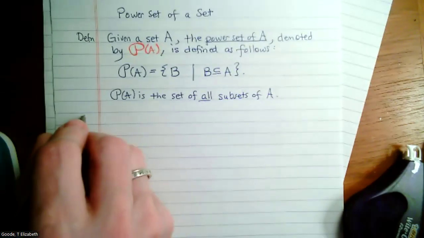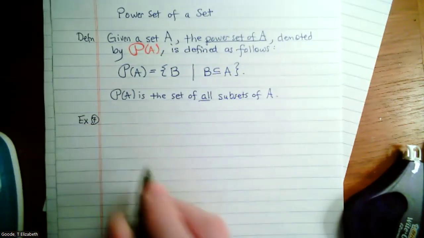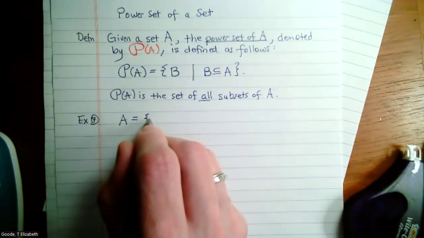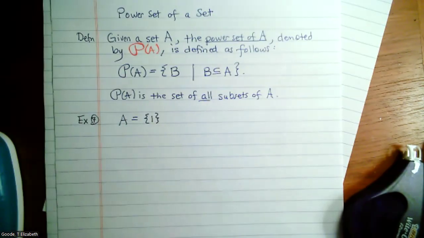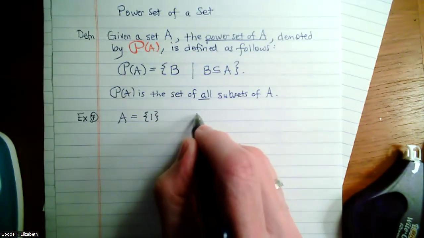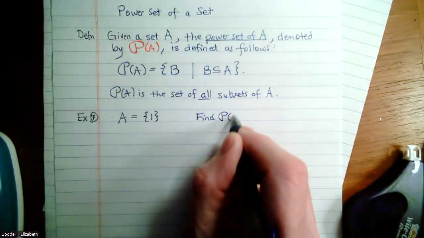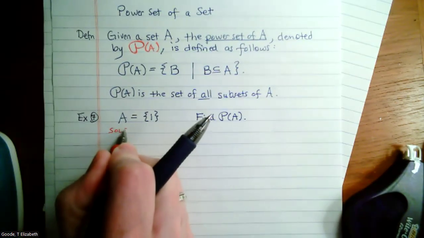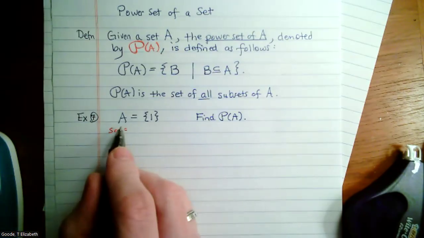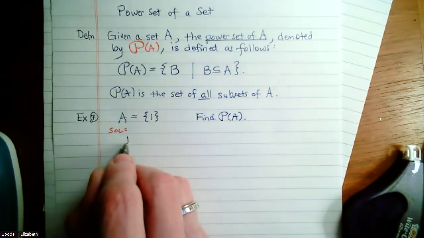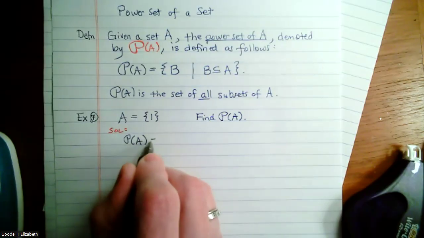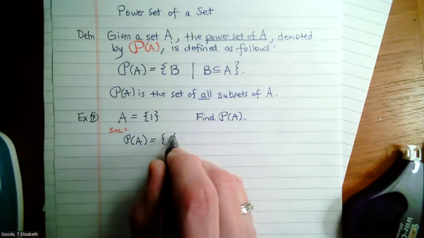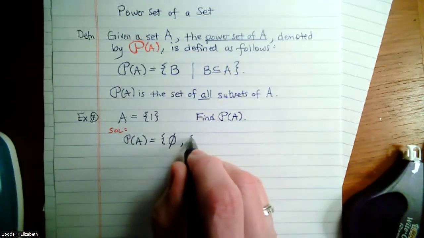All right. So if we look at the singleton set A, it's just got one element, let's find the power set of A. Well, A is a subset of itself, right? But there's another set that's a subset of every single set. The empty set is a subset of every single set.